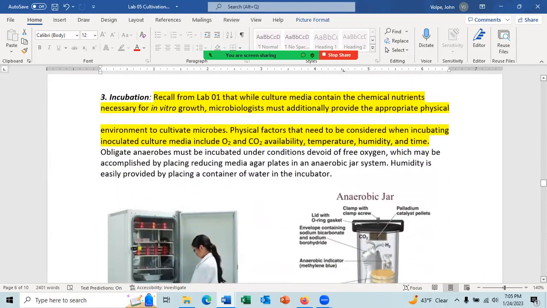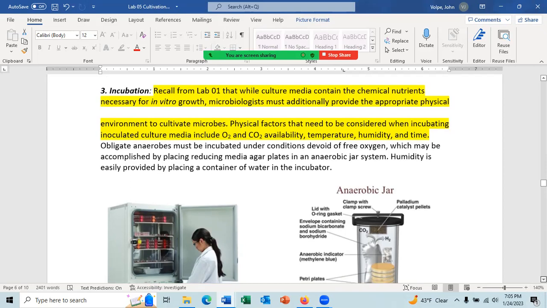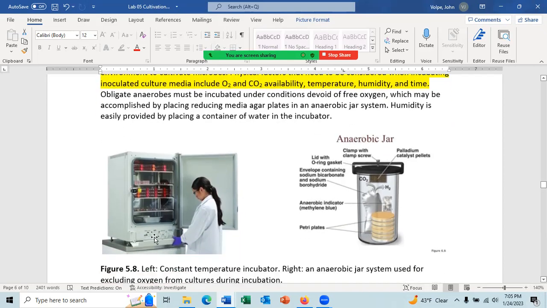All right, so incubation is the next step. While the culture media containing the nutrients is ready for growth, microbiologists provide an appropriate environment for microbes to grow. In our incubators, we only grow them at a warmer temperature and more humidity, but you can have a fancy incubator that is regulating how much oxygen is going in and how much CO2 is available.